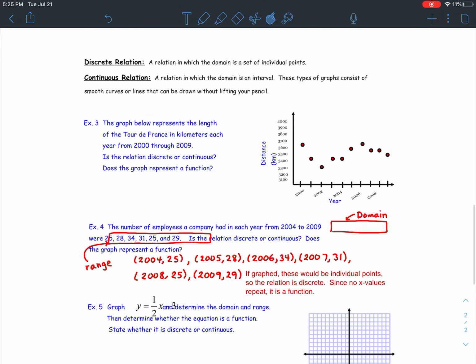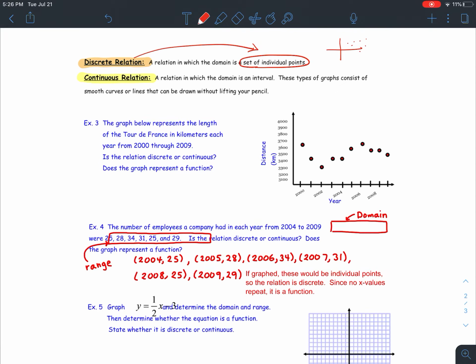Okay, moving on down to the next page here. There are 2 different types of relations. We call one discrete, and the other one is continuous. Here's the difference between a discrete graph and a continuous graph. A discrete graph is really just a scatter plot. It's just a series of individual points separated.